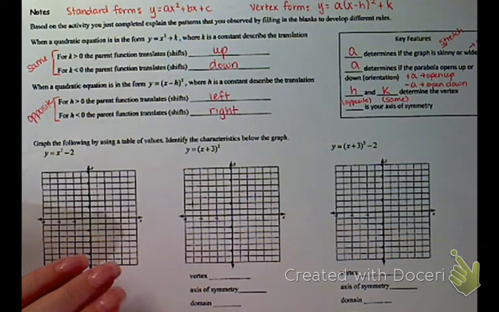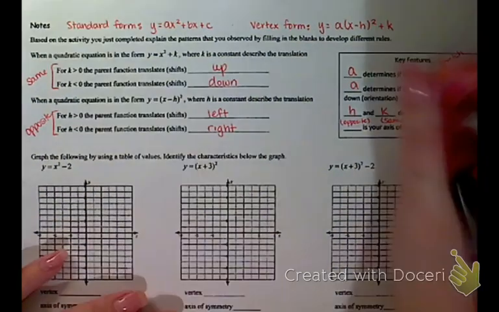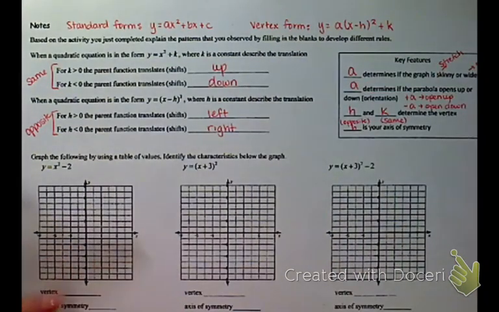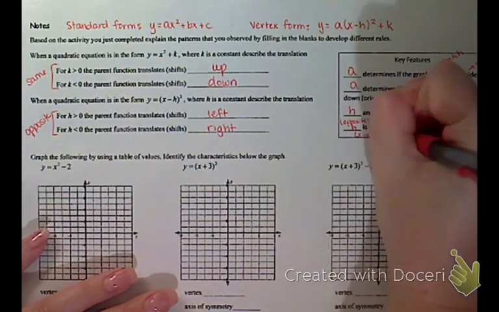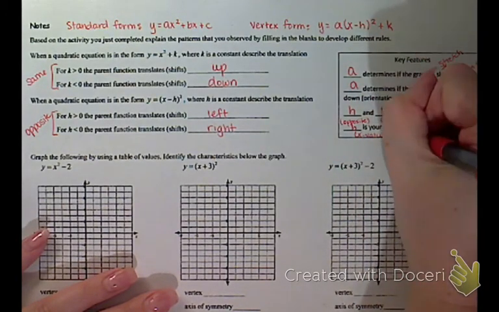And our axis of symmetry in vertex form is determined by that h, right? Because that's the x value of my vertex. So the x value of the vertex.